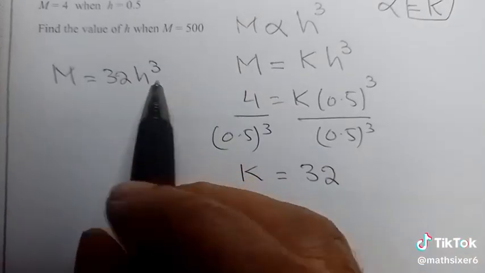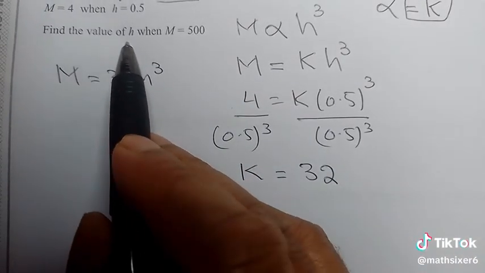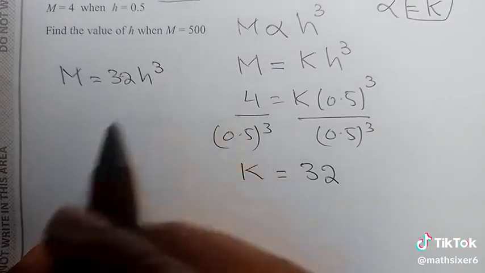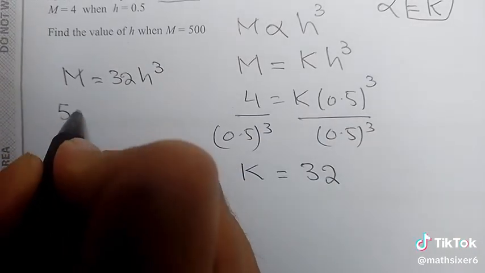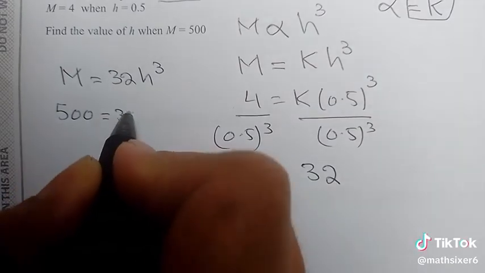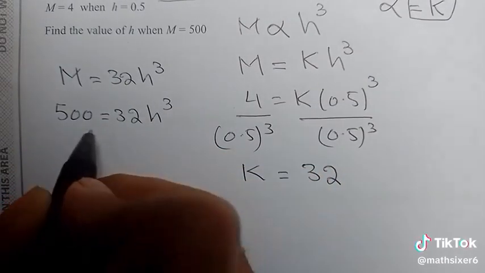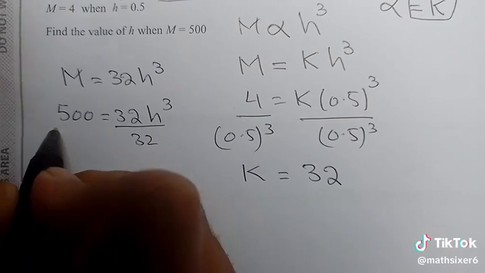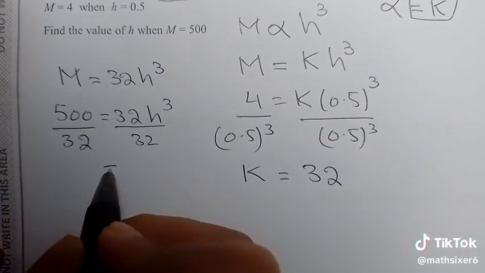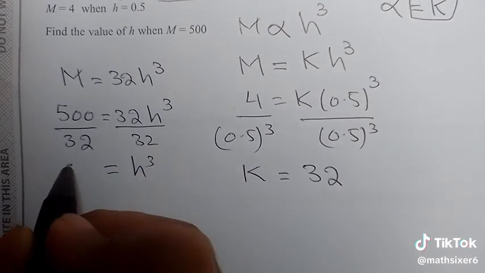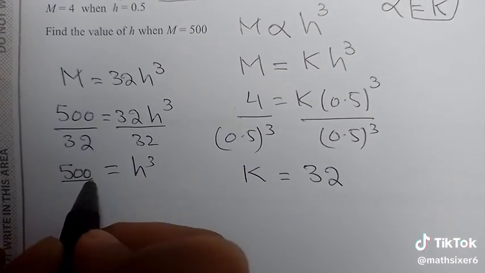What does the next line say? Find the value of h when m is equal to 500. So we're going to put here 500 is equal to 32 h cubed. We're going to divide both sides by 32. And then we're left with h cubed is equal to 500 over 32.